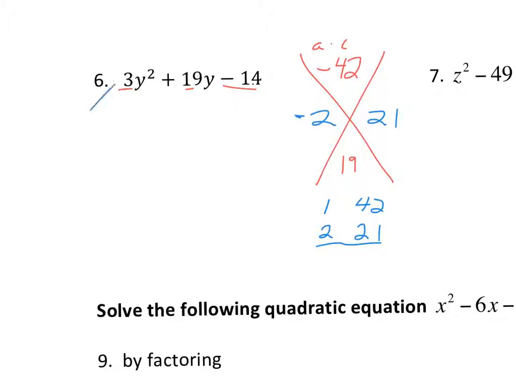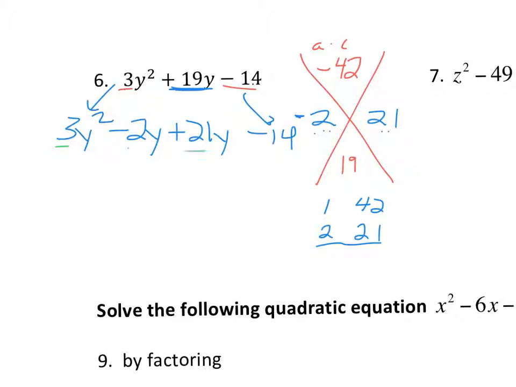So what I do now is keep the 3y squared. I keep the minus 14. But I am changing this 19y so that it is now negative 2y and plus 21y. I include the y's on it so it matches with 19y. I've just used my magic numbers now, right there. Now I have 4 terms. It's a grouping problem now. I group the left side and the right side.